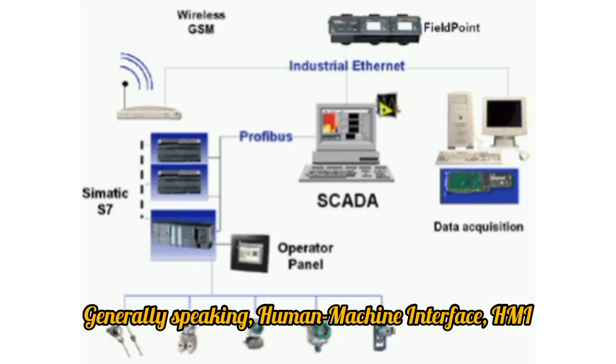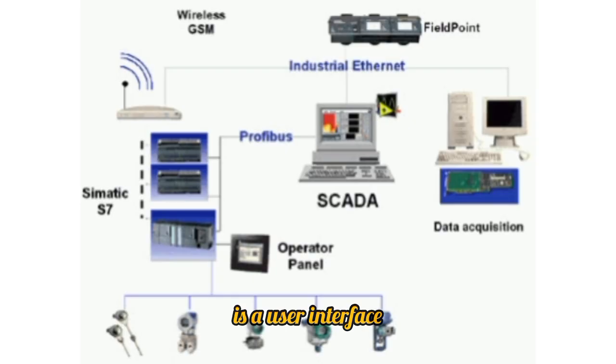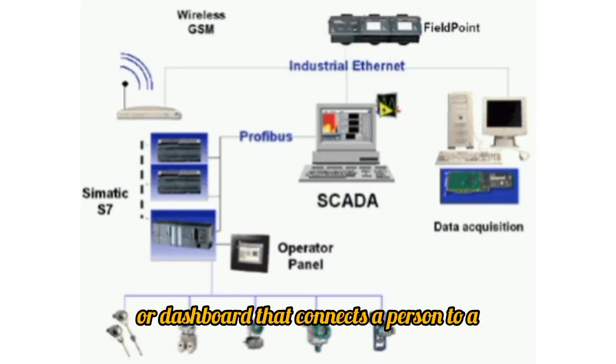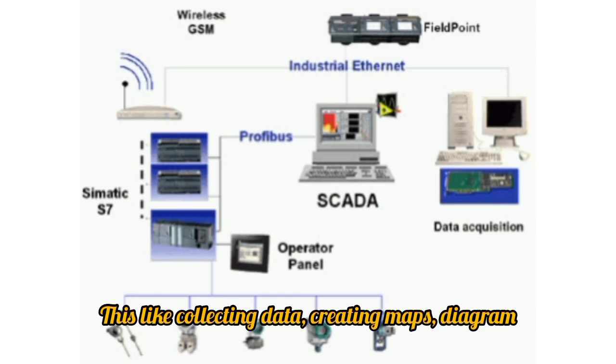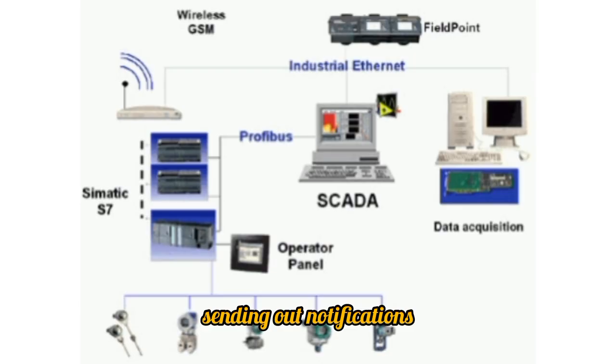Generally speaking, a human-machine interface, HMI, is a user interface or dashboard that connects a person to a machine, system, or device. In a SCADA system, it allows the operator to view and interact with collected and processed data. This includes collecting data, creating maps and diagrams, sending out notifications, and making reports.